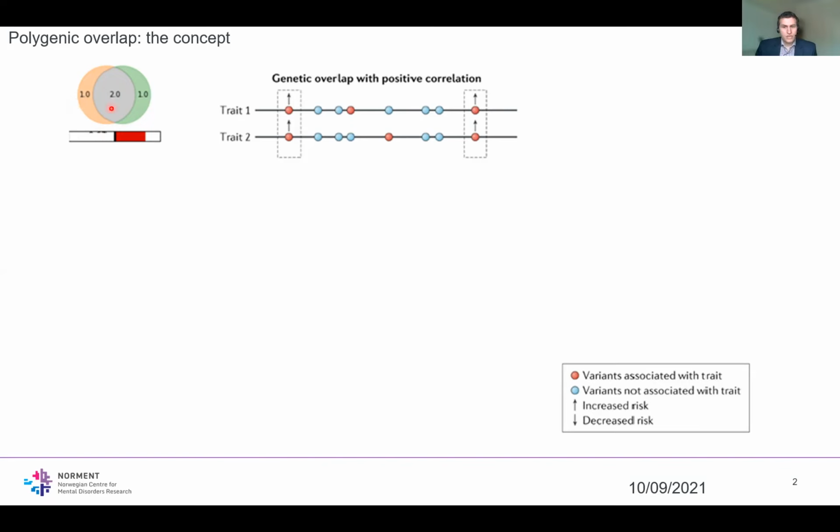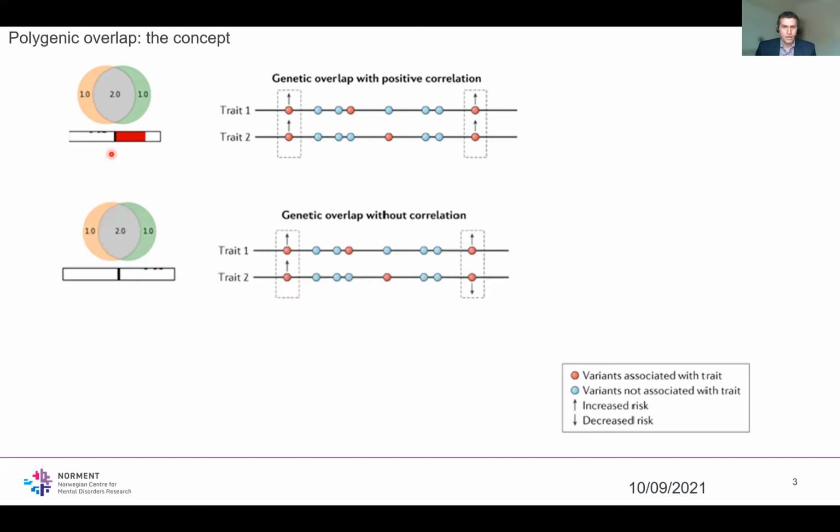Furthermore, both shared variants drive the risk in the same effect direction. They are increasing the risk variance. Clearly, this is an example of polygenic overlap with positive genetic correlation.